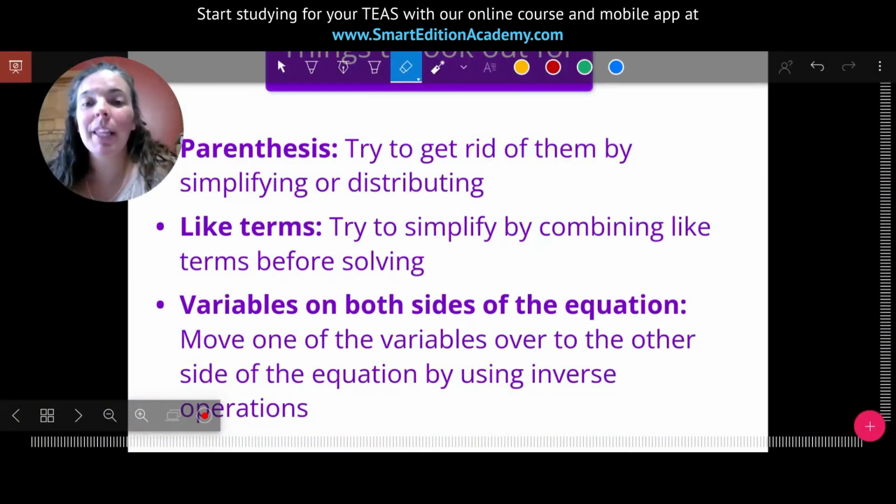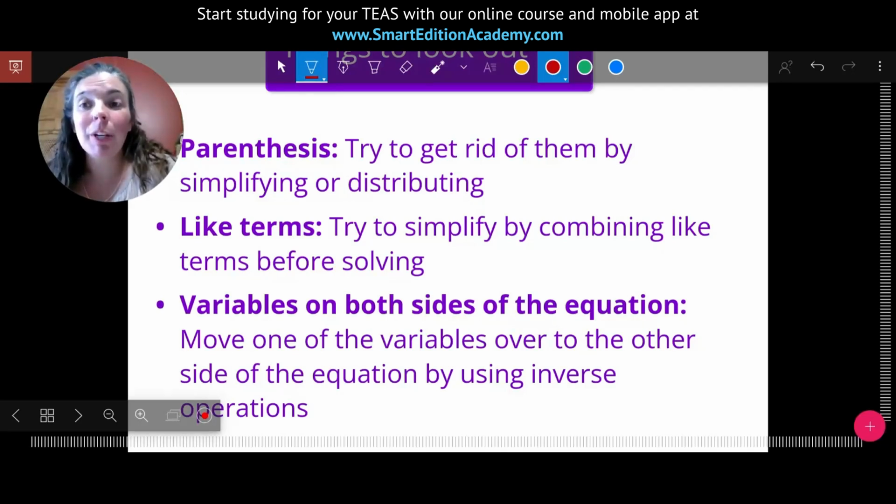Then you will want to deal with like terms. So try to simplify your equations by combining like terms before you solve them. Okay, if you can simplify your equations before trying to solve and combine like terms, get like terms together, then it's going to just make it seem a little bit more manageable.